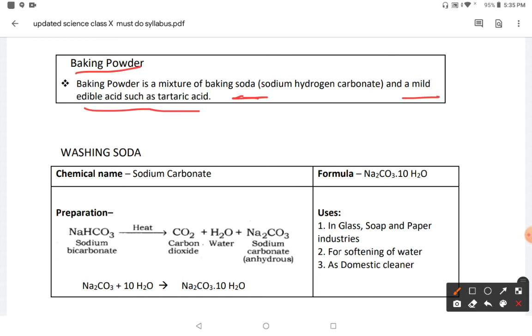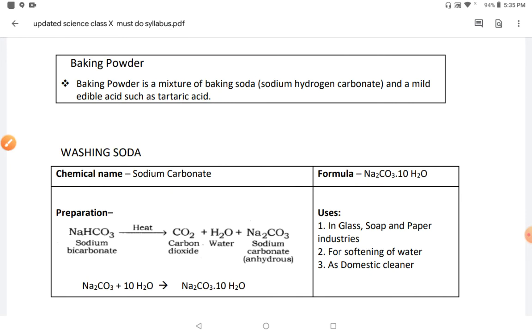But baking soda is used in making chhole, or it may be rajma. For cooking these things, baking soda produces carbon dioxide and makes them soft. But baking powder is the combination of baking soda and mild tartaric acid, or a very weak acid can be used in it. Now the next salt is washing soda.